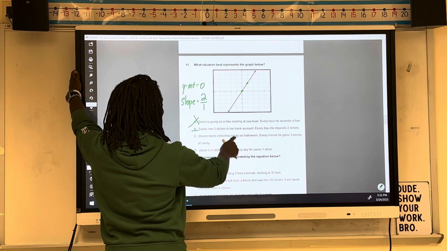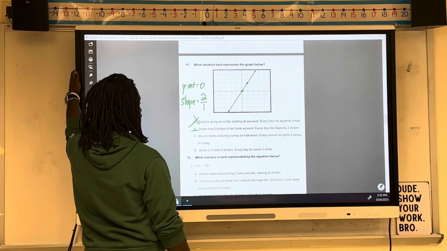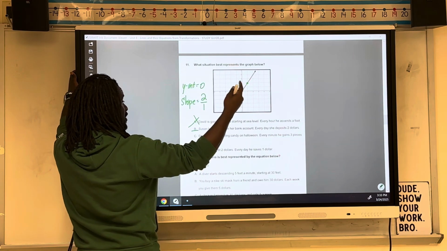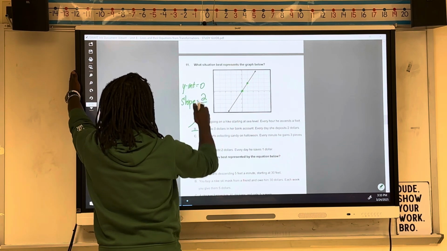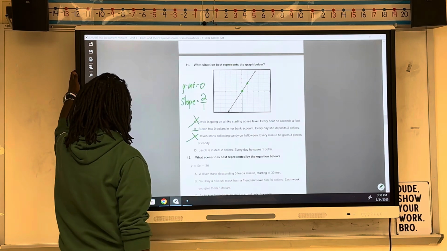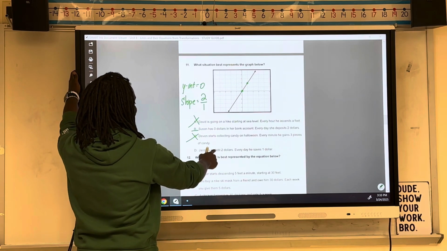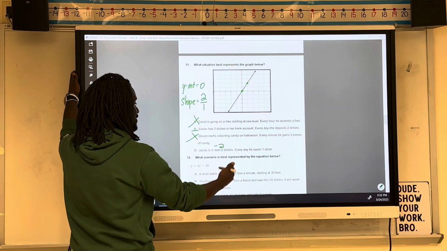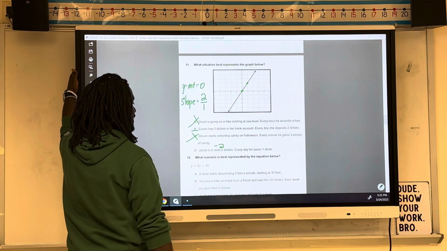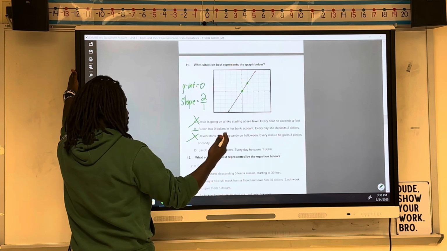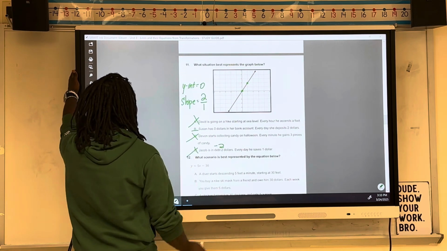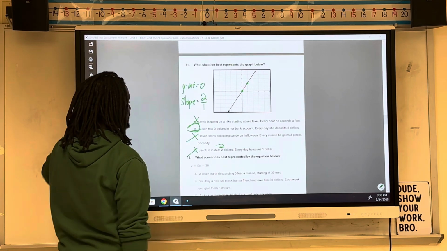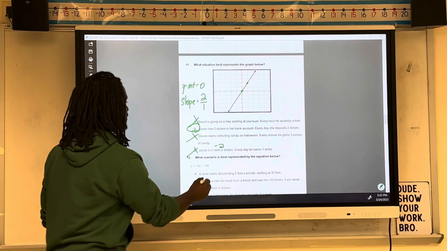Devon starts collecting candy on Halloween. Every minute he gains 3 pieces of candy. So that's a rate of change of 3. That doesn't match my slope, so that one's wrong. Jacob is in debt. He's starting off with a -2. That's his starting point, and then he saves $1. So that's the slope. I'm looking for one that has a slope of 2, so my correct answer would be B.